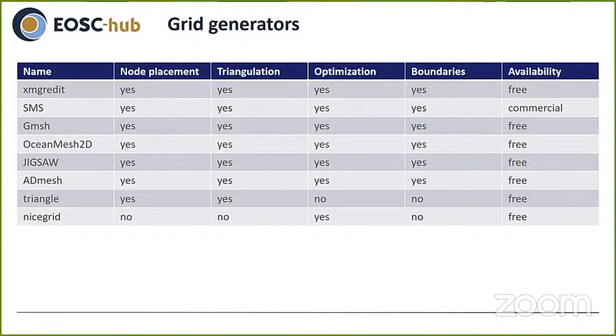Some of these codes perform all the tasks required to generate grids, others only perform parts of them. Some were specifically designed for coastal modeling, others are more generic. Each of these codes has its own advantages and disadvantages, and it's up to you to choose the grid generator that best matches your needs and skills.